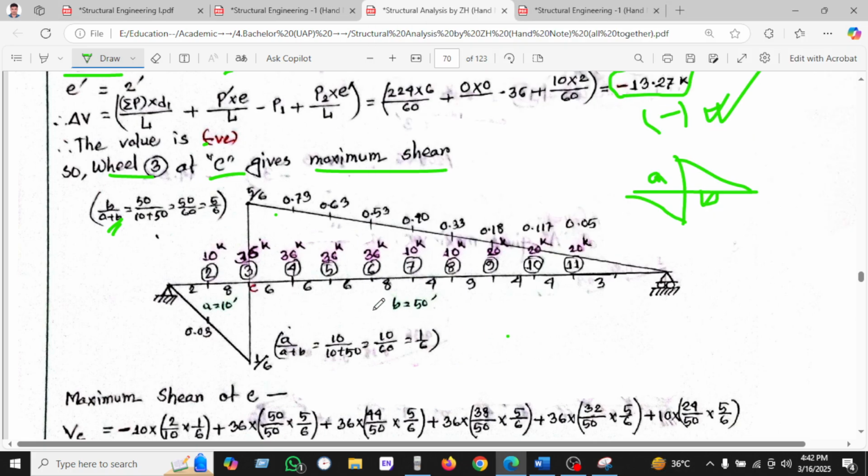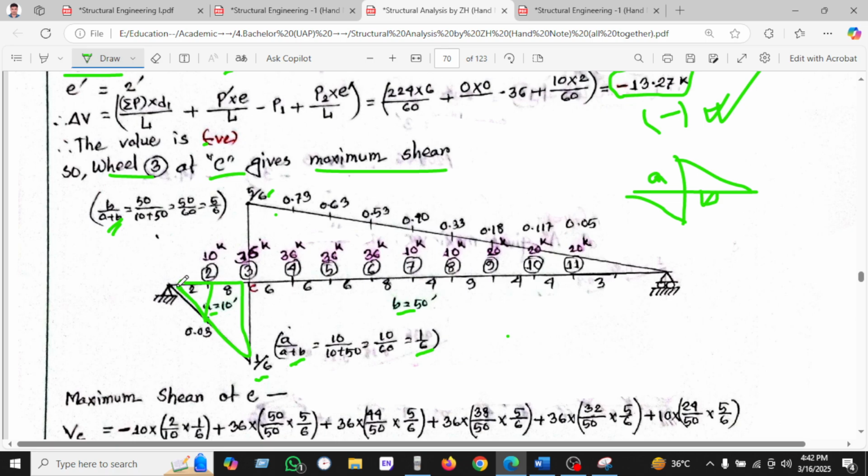This is the 50 B, and this is the 50 A, where A is 2 into 8 and B is 6 into 8, which will consequently be 50. And B divided by A plus B is 5 by 6. This is the 5 by 6. And A divided by A plus B is 1 by 6. And we can take this as a similar triangle, as we have found, 1 plus 6.